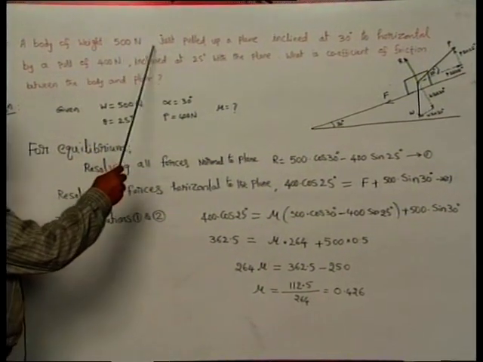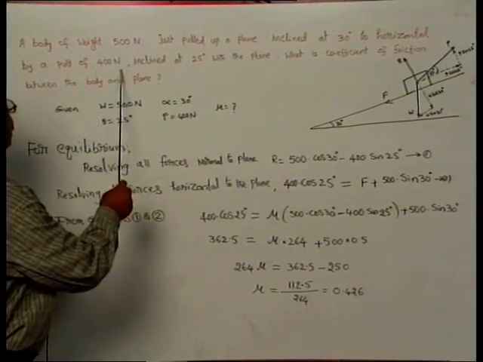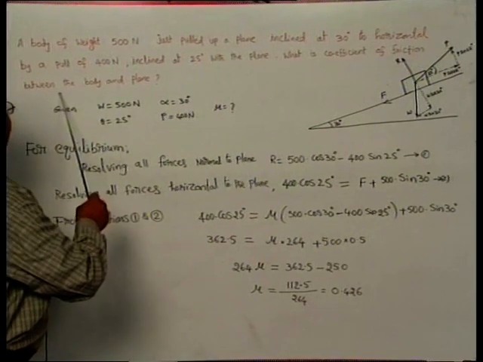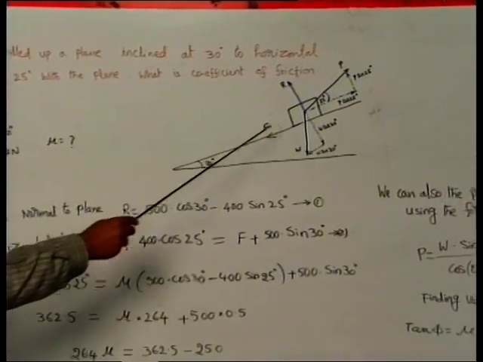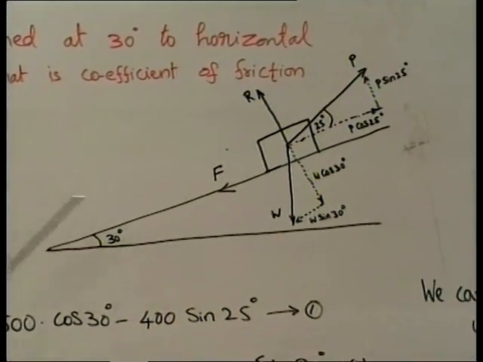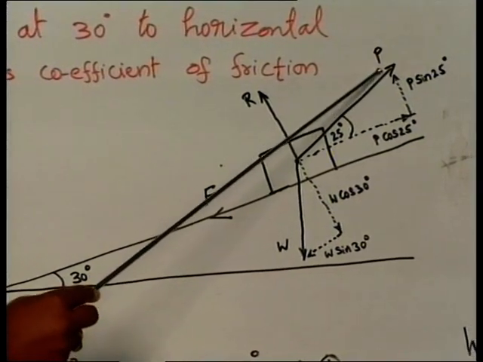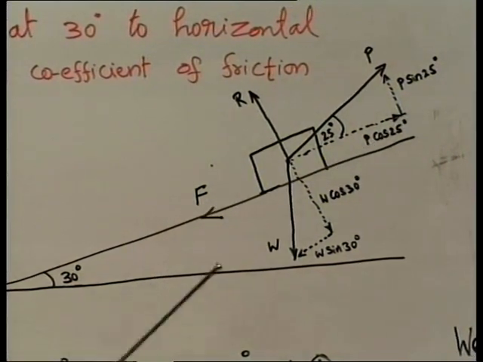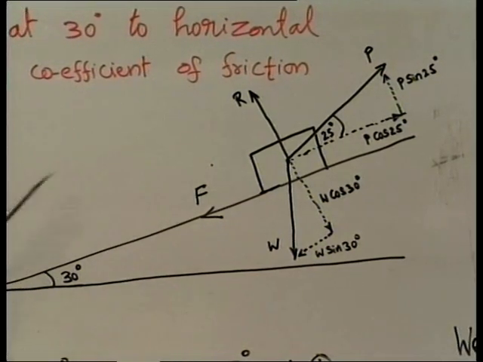A body of weight 500 Newton is just pulled up a plane inclined at 30 degree to the horizontal by a pull of 400 Newton, inclined at 25 degree with the plane. What is the coefficient of friction between the body and the plane? Let us draw the diagram first. A body of weight 500 Newton is resting on the inclined plane of angle 30 degree, and a pulling force P equal to 400 Newton is at 25 degree with the plane. After drawing the diagram, for the equilibrium condition, let us resolve all the forces horizontally and vertically.